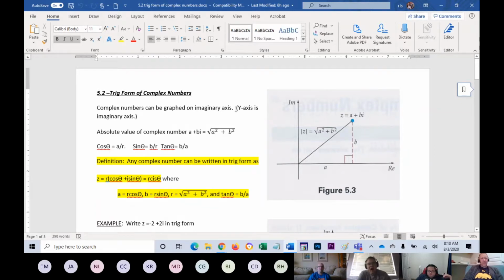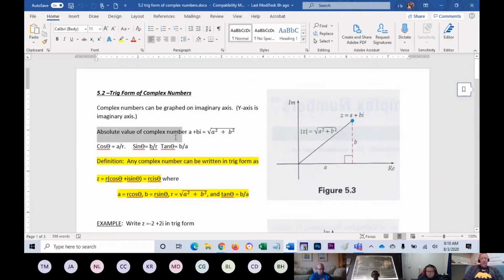So complex numbers can be graphed on an imaginary axis. As we're looking here, you can see they've got IM for imaginary, and then we've got RE for real numbers. So we're going to graph the real part of the complex number on the x-axis, the imaginary part on the y-axis. If we've got a complex number A plus BI, this will be A, this will be B, and then of course your hypotenuse would be the square root of A squared plus B squared.